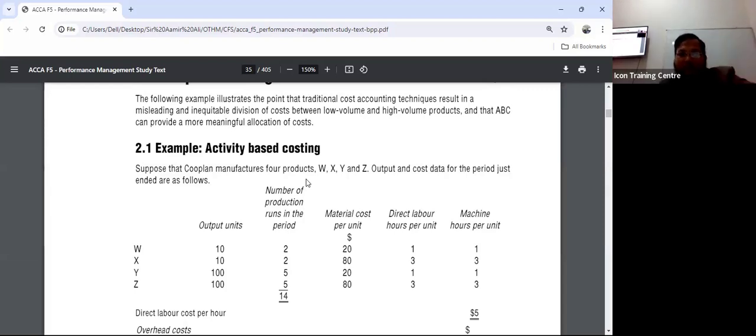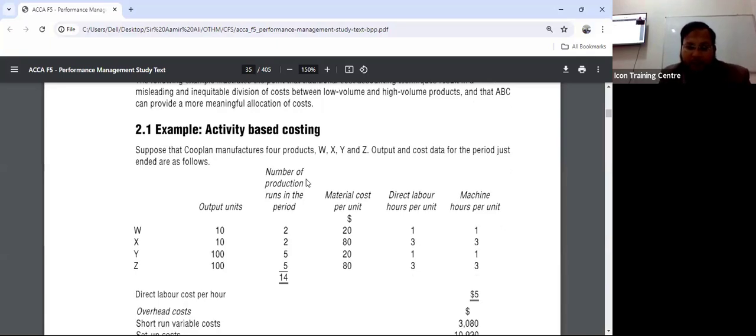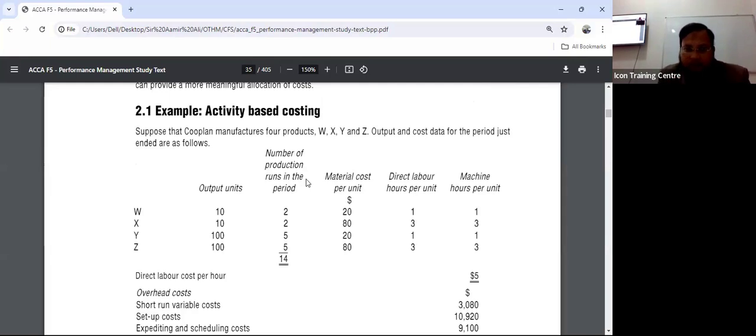Okay. So there are four products, W, X, Y, Z. Output and cost data for the period just ended are as follows. Now they have provided you the data. For W, we have produced 10 units, right? Output units, you can see this. For X, we have produced 10, for Y, 100, and for Z, 100.